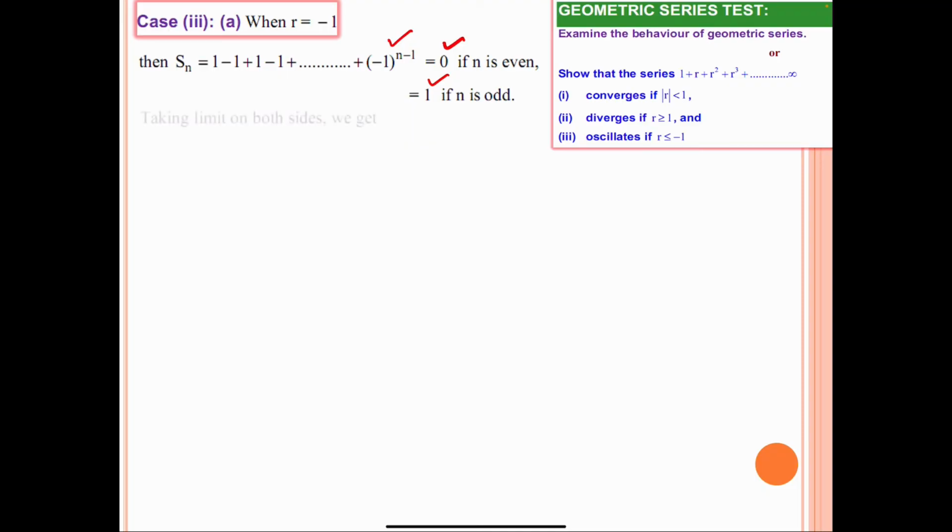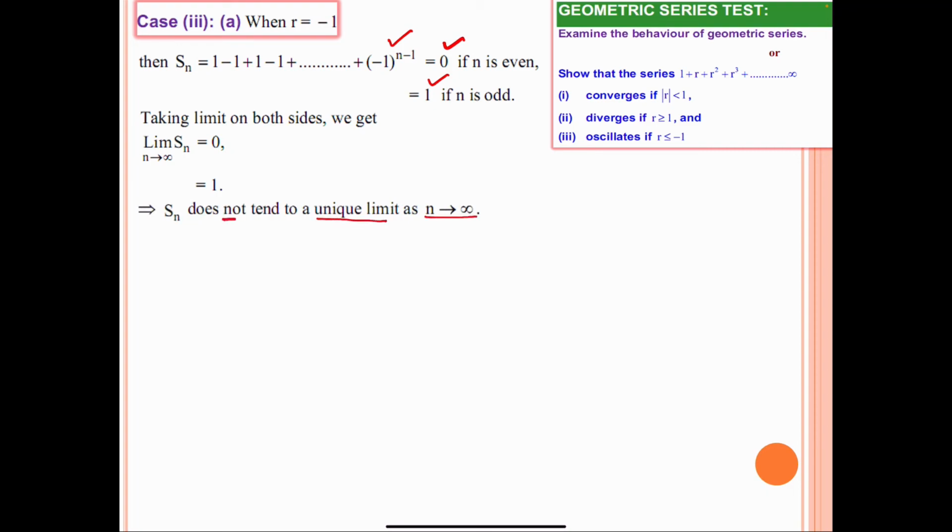Taking limit on both sides, we get two values. This means Sn does not tend to a unique limit. In this case, limit n tends to infinity Sn is equal to 0 as well as 1. So this means that Sn does not tend to a unique limit as n tends to infinity. Clear? This means the given series is oscillatory and oscillates finitely. Finitely means 0 and 1.